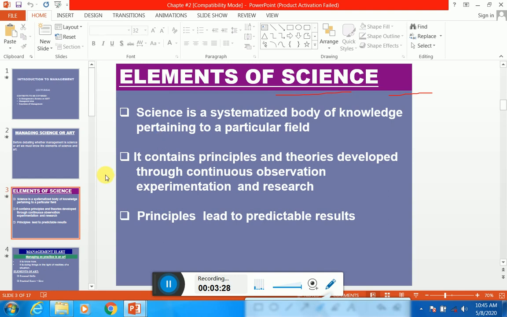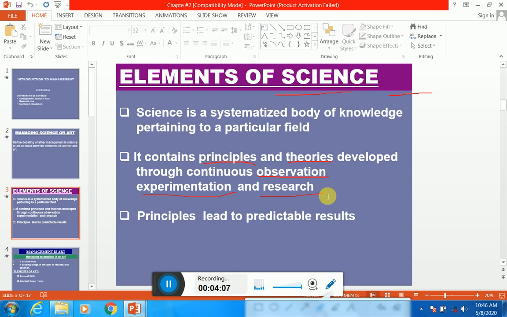Second thing, it contains principles and theories developed through continuous observations, experimentation and research. Is it the theory and the principles? It is based on observation, on experiment, and it is also research based, pen and pencil efforts.